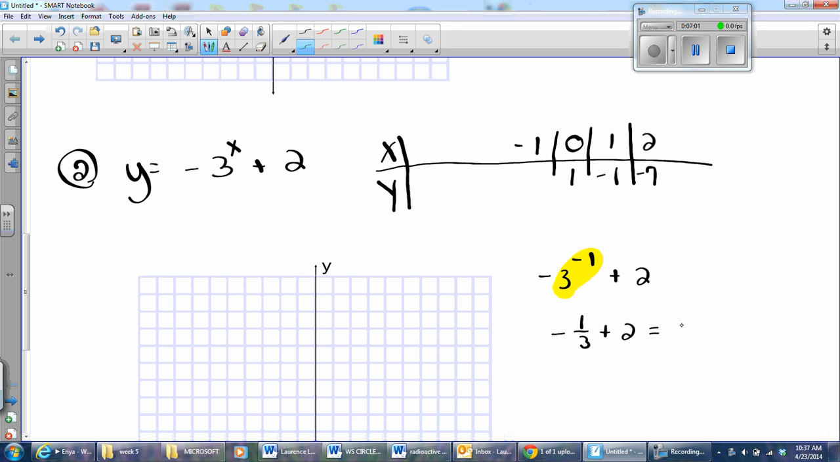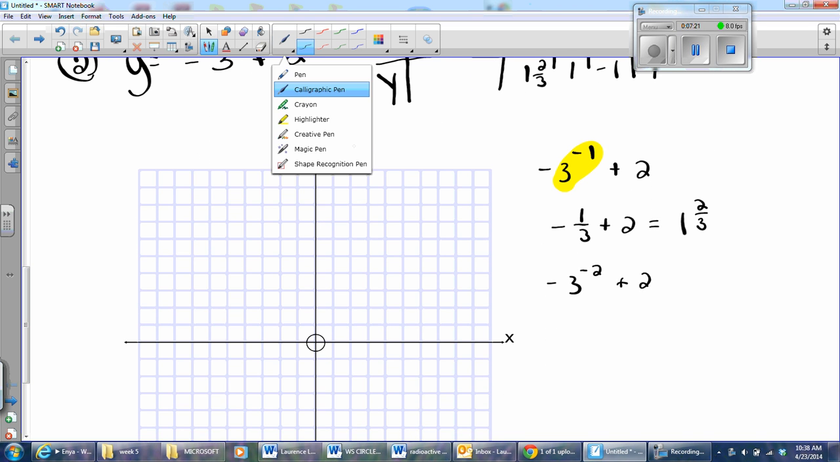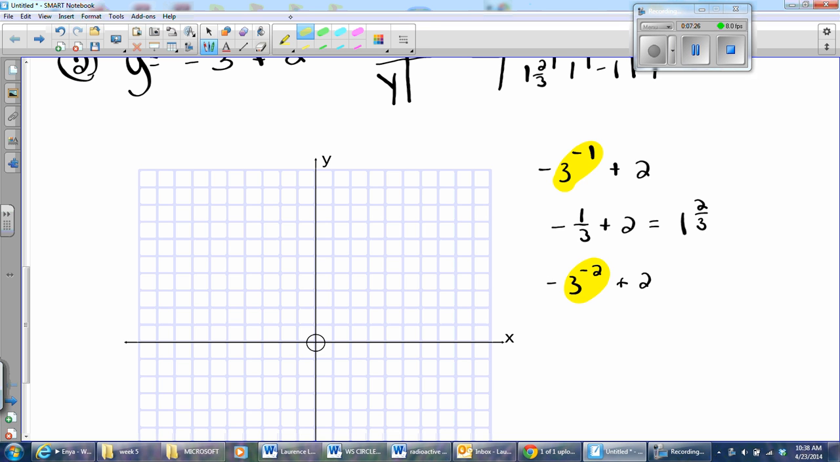Sorry, I don't speak Japanese. Just tripping over my own tongue. That'll be 1 2/3. So 1 2/3. Okay. Then -3 to the -2nd plus 2. And one more time, I have to do the exponent first. Do it first. Did you hear that, Zach? Do it first. I like to include all of you in the videos. It's great when 4 of you have the same name. Then you don't know which one I'm talking to.